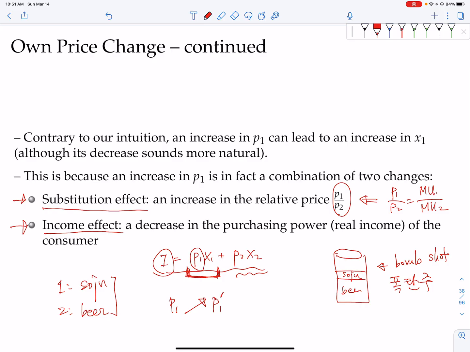So the substitution effect, that's clear. Now you probably want to increase the consumption of beer because soju is more expensive than before. But if you think of the income effect, basically you don't have enough money to purchase enough alcohol anymore, right? Your expenditure on soju will go up because P1 goes up. So that means you have less money to spend on the beer, basically.